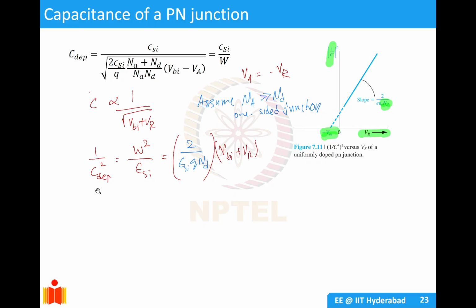If we plot 1 by C square versus Vr, we will get a straight line, the slope of which is given by 2 by q epsilon Si Nd. And if we extrapolate it, we can calculate our built-in potential.